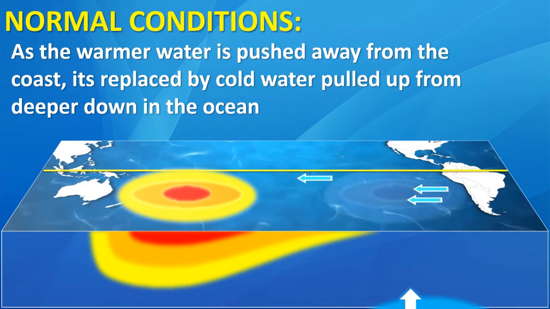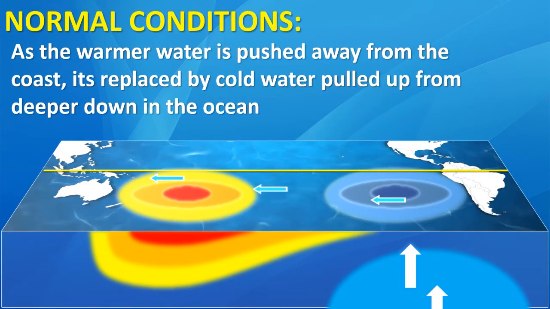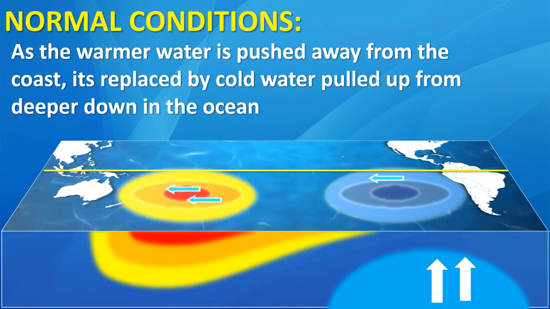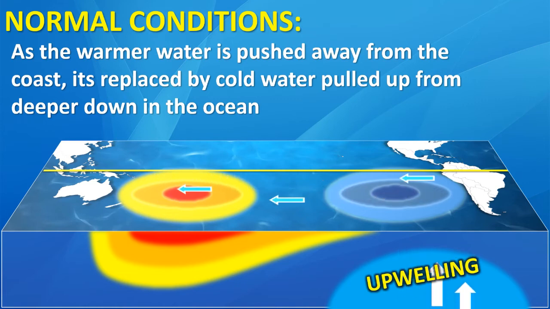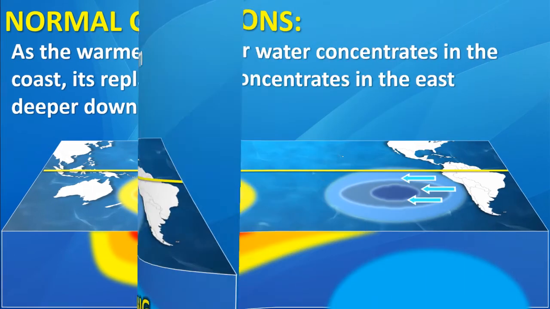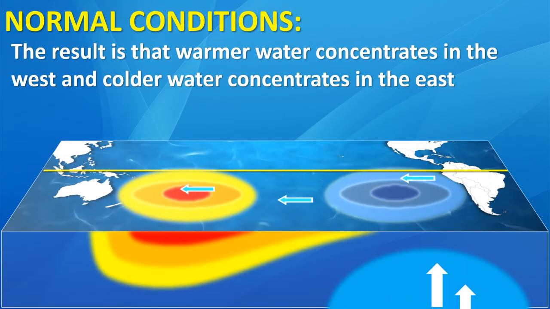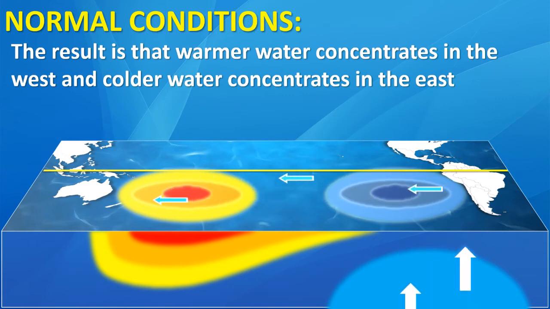As the warm water is pushed away from the coast, it's replaced by cold water pulled up from deeper down in the ocean. This process is known as upwelling. So the trade winds are going to push all the warm water to the west, towards Australia and New Zealand, and in its place, cold water from deep in the ocean is going to fill that void, a process known as upwelling. Now the result of this is that the warmer water concentrates in the west and the colder water concentrates in the east.